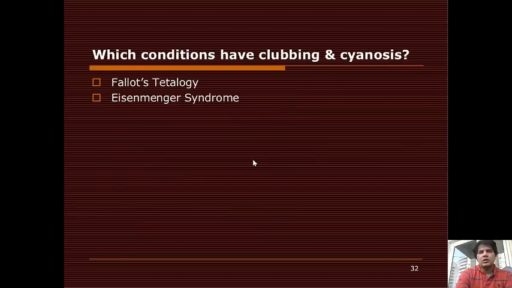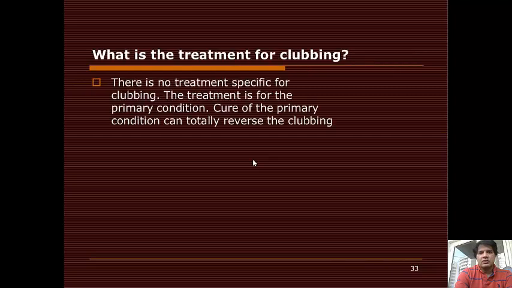So what are conditions that cause clubbing and cyanosis? So anything hypoxic which is causing clubbing. So you have tetralogy of Fallot, right? Eisenmenger syndrome. Then you have interstitial lung disease. All these are chronic hypoxia, so clubbing and cyanosis.